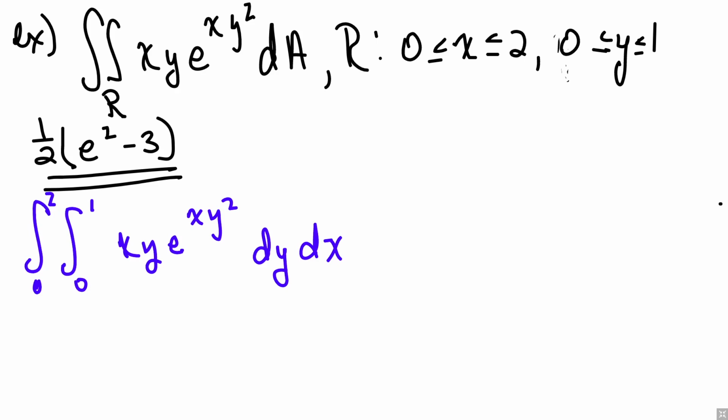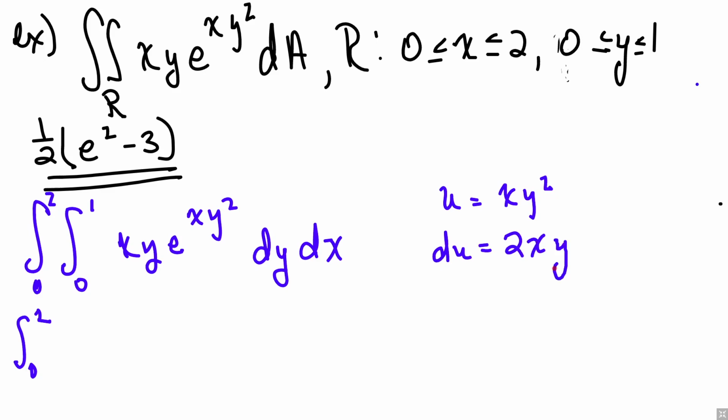Okay. So with this, if I integrate with respect to y first, I'm going to have the integral from 0 to 2. And this is again a u-substitution, so u is going to be xy squared. That means du is going to be 2xy. I've got the xy, missing the 2, so I'm going to bring out a 1/2, and then the antiderivative of e to the u is just e to the u. I'm going to evaluate from 0 to 1, then dx.